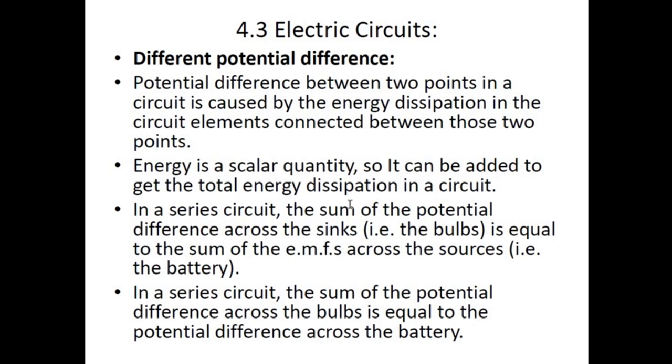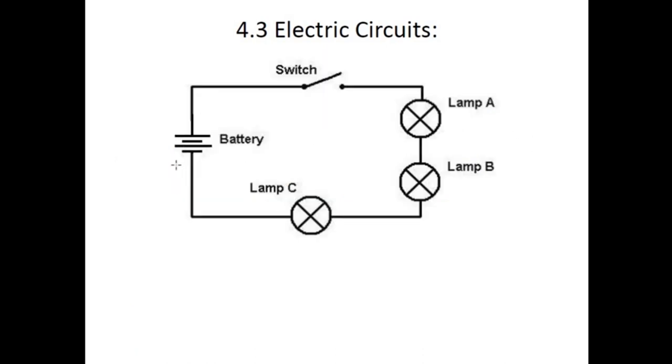Different potential difference. Potential difference between 2 points in a circuit is caused by the energy dissipation. Energy is a scalar quantity, so it can be added to get the total energy. In a series circuit, the sum of potential difference across the sinks is equal to the sum of EMF across the source, the battery. Means whatever potential difference is being supplied by the battery, it is distributed between all the components.